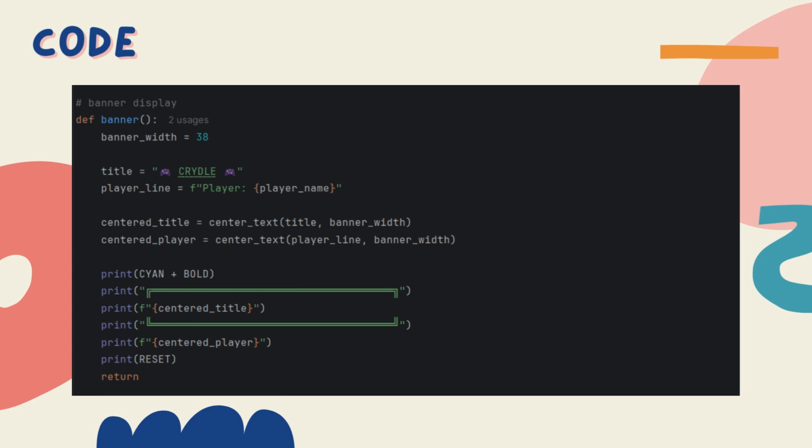This banner function creates our polished title screen. It combines the center title, decorative border, and player name using our color and alignment tools for consistent branding.